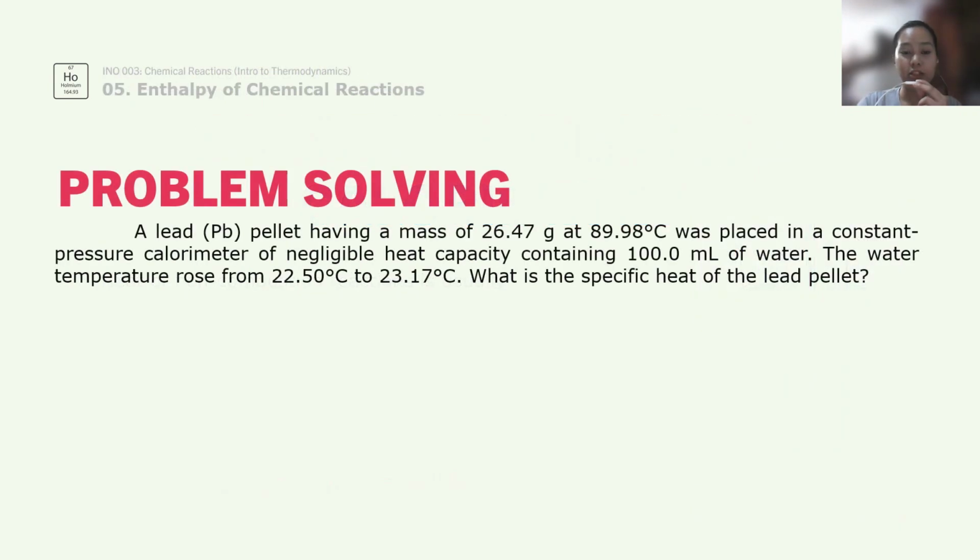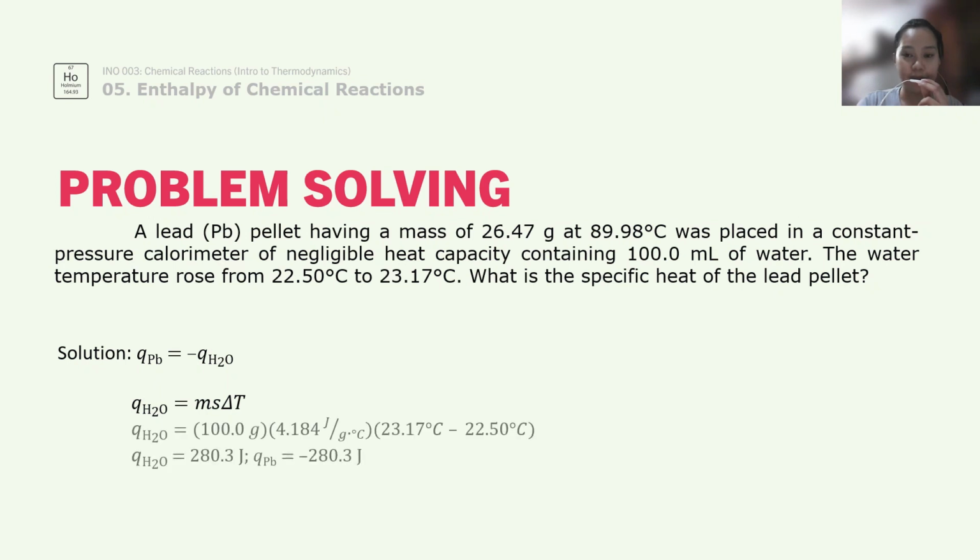Let's try solving this problem where the specific heat of lead pellet is asked. Here, the product of mass of water, specific heat of water, and temperature change is used to get the heat gained by the water. The heat gained by the water is the heat lost by the lead pellet in its opposite sign. Thus, we can manipulate the formula for the specific heat of lead pellet and input the obtained values. We will arrive at a specific heat of 0.150 joule per gram degree Celsius.